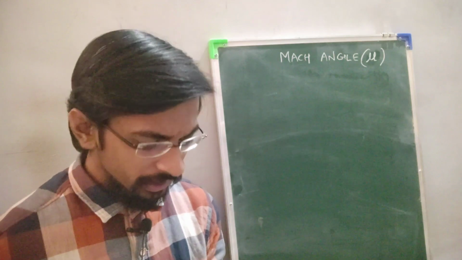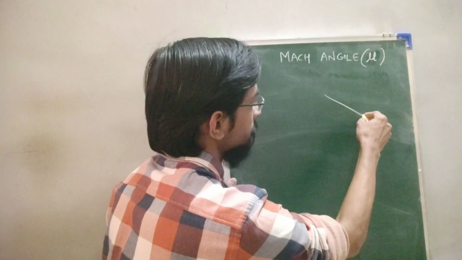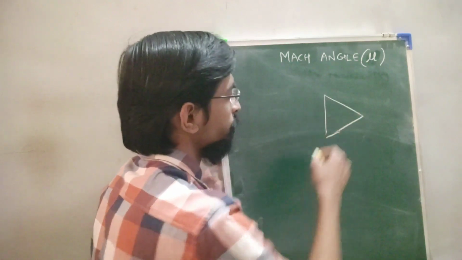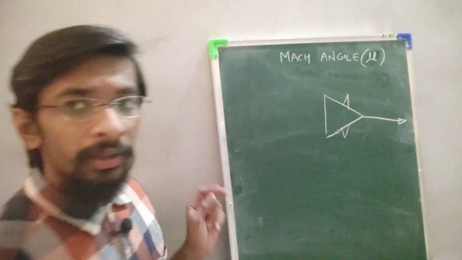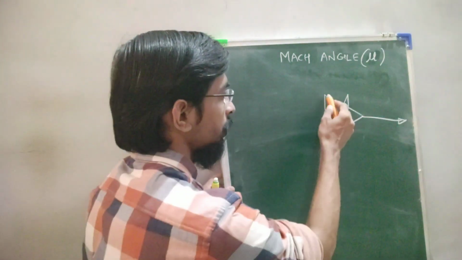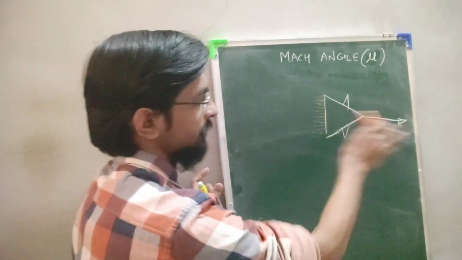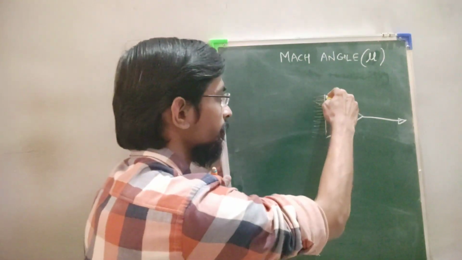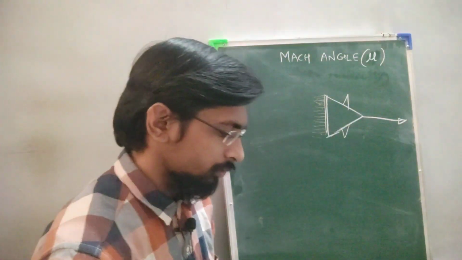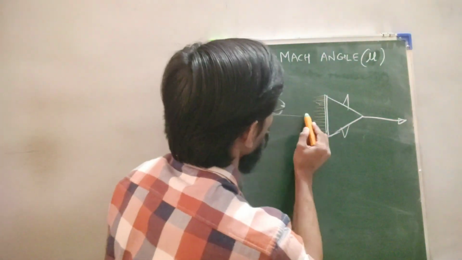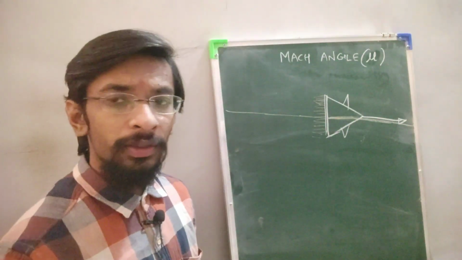So as we already discussed about the shock waves, when the object is supersonic, it means the speed of the object is greater than the speed of sound. It's going with a speed greater than that of the speed of sound, so we'll get some shock wave, isn't it?